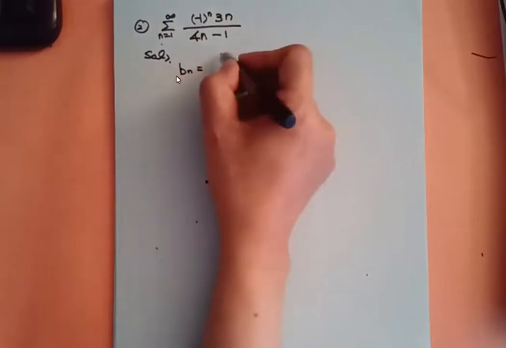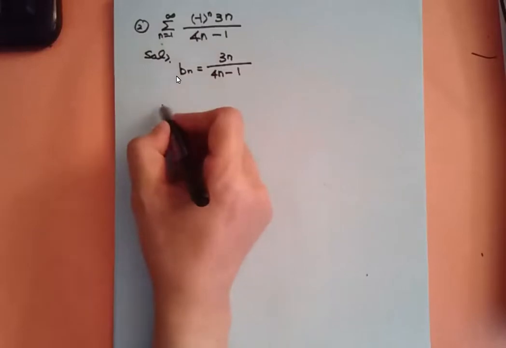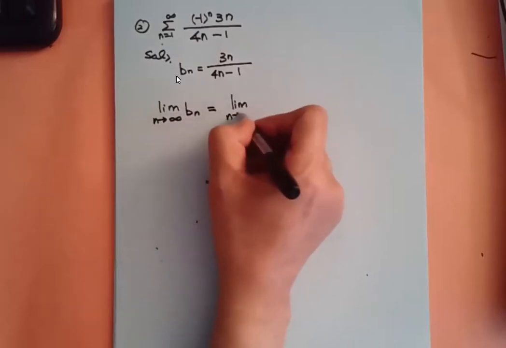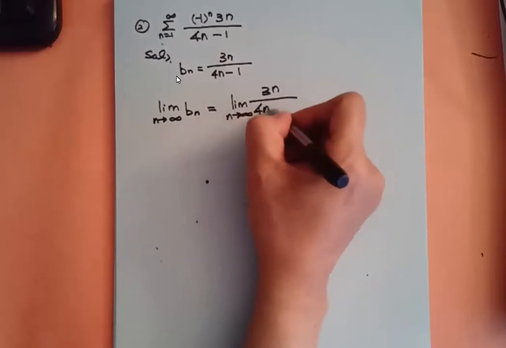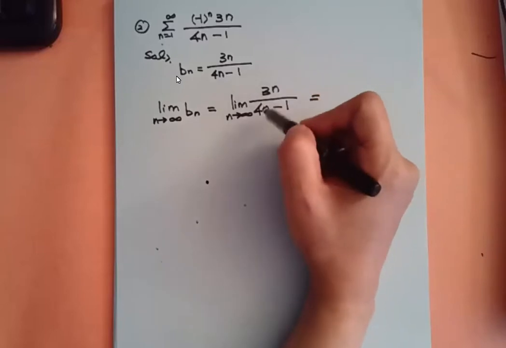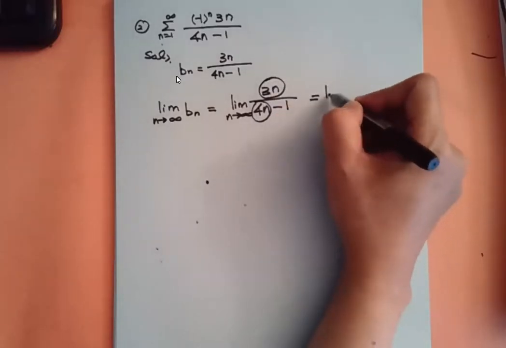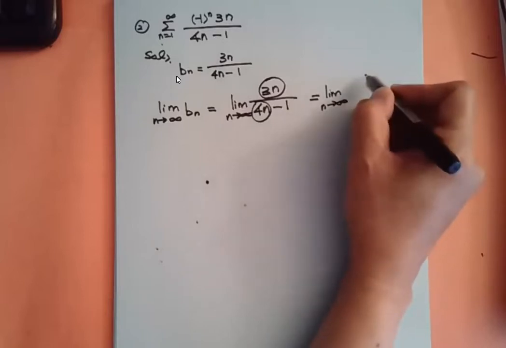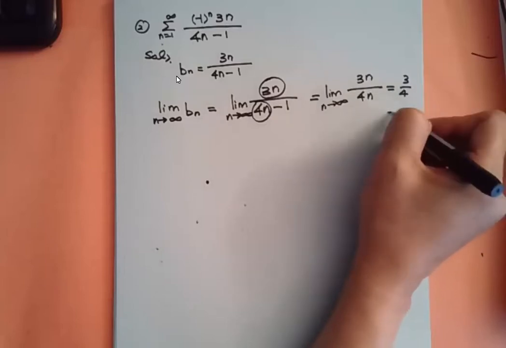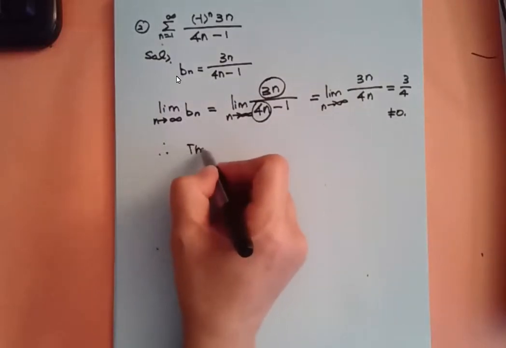So bn is the part which doesn't include negative 1 to the n power, so 3n over 4n minus 1. The limit as n goes to infinity of bn is the limit of 3n over 4n minus 1. You only care about the top degree term in the fraction, the fastest growing term in the numerator and denominator. So the limit as n goes to infinity of 3n over 4n is 3/4. That is not equal to zero, so it doesn't satisfy the alternating series test, so the series diverges.